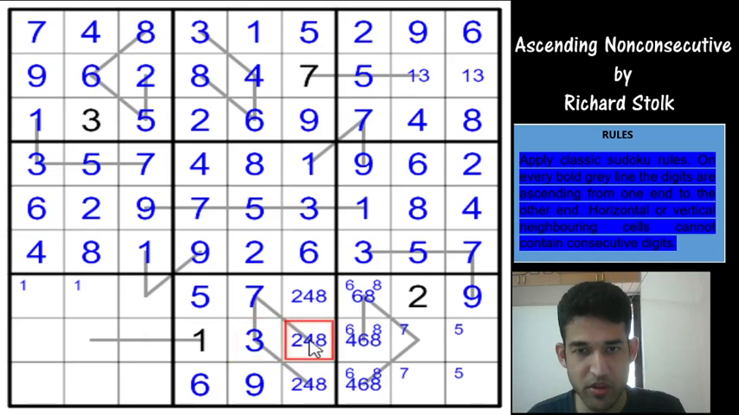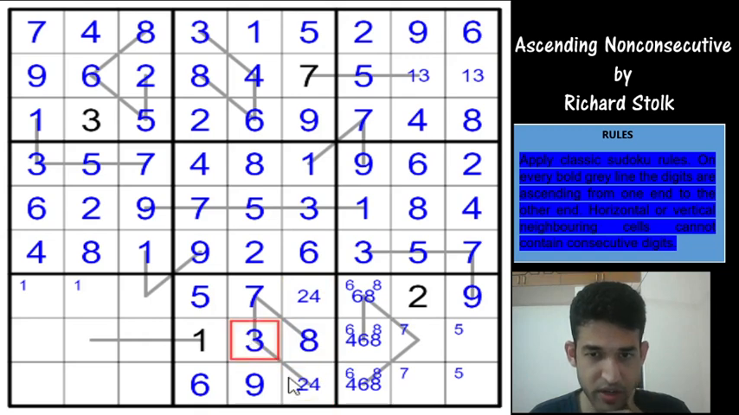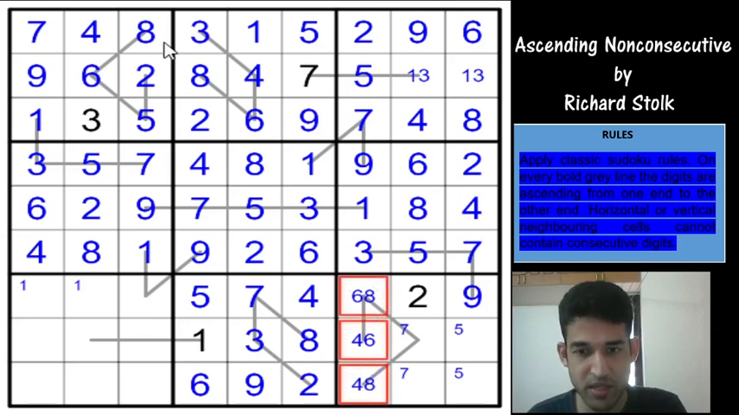2, 4 is removed because of the 3, so that becomes 8. So that's a 2, 4 and that's a 2, 4. And we know that we need to have less than 3 on one end, so that has to be 2, that has to be 4. And this is not 8. That can be 6 and 8. This is not a 6. So let me remove the corner pencil marks. It's a little bit messy there.